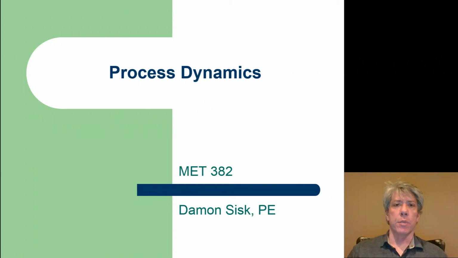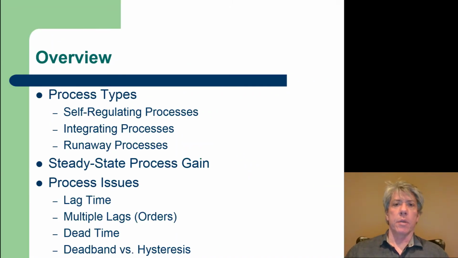Let's turn our attention to process dynamics. We're going to look at several different characteristics of processes that are very important before you will be able to control a process. First of all, you've got to know what type of process you're dealing with. There are three main types we'll talk about.